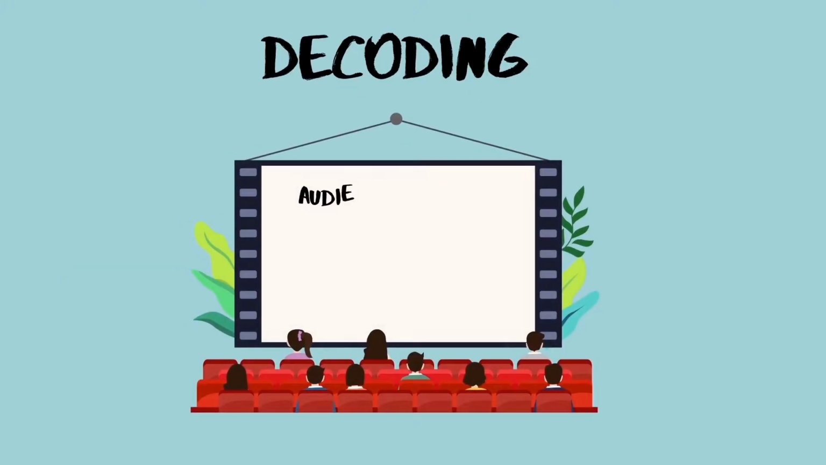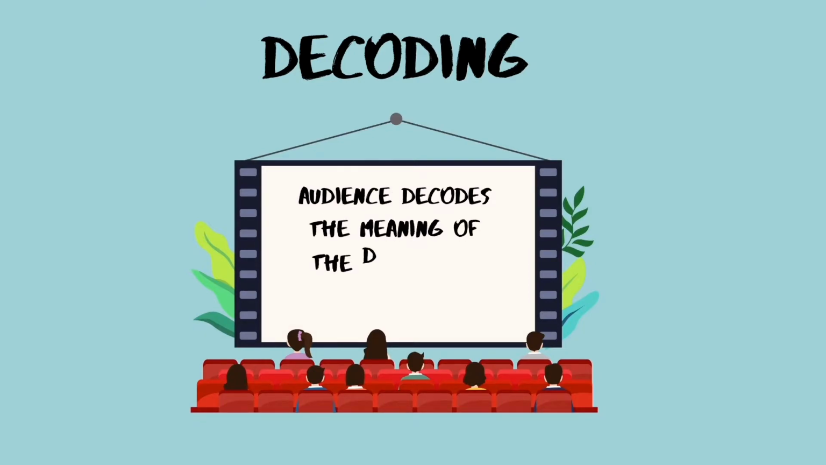Decoding is the process where the audience decodes the meaning of the director's encoding. It is based on the ideology and intentions of the audience along with the technological support that are available to them. How the audience will decode the meaning of the director's message will completely depend on the audience.